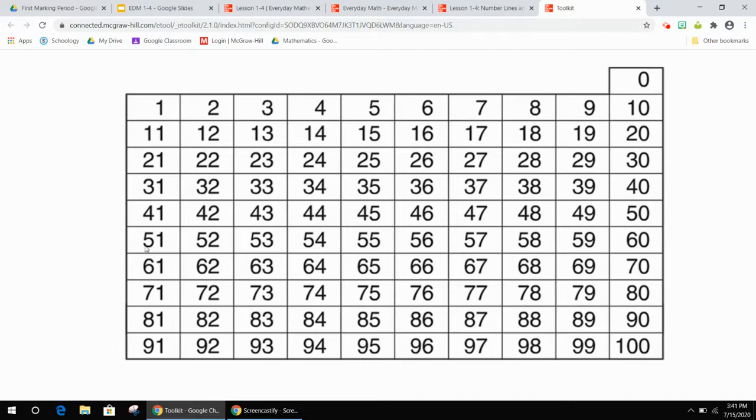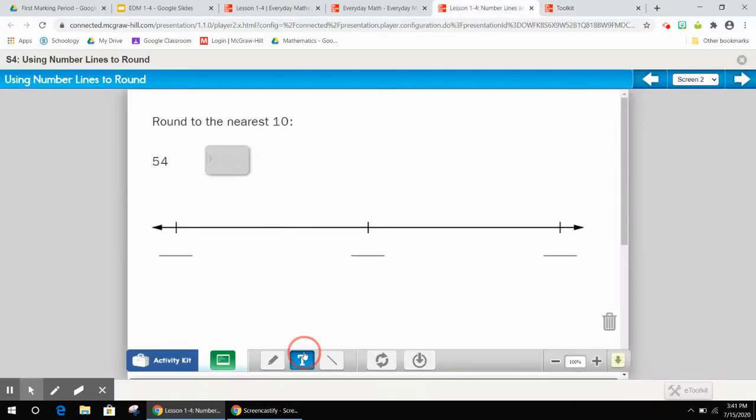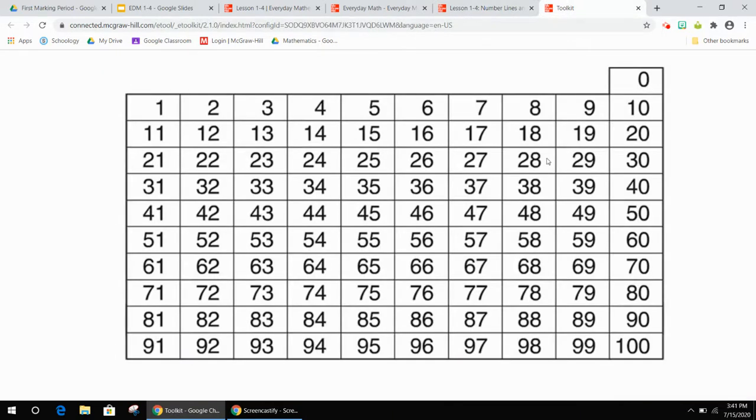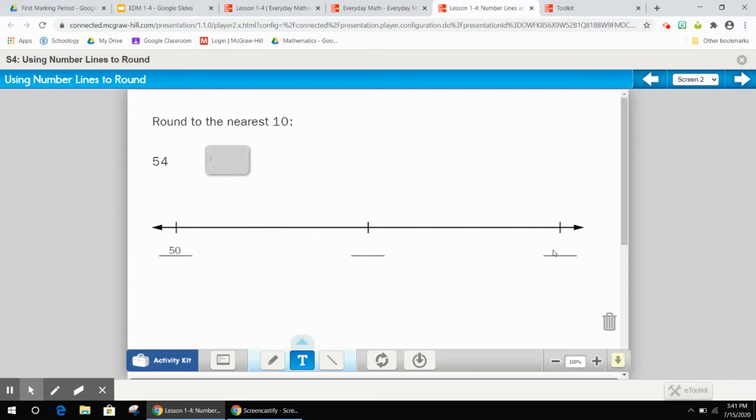So if I go back and use my number grid backwards, I see that 50 is the 10 that comes right before 54. So I'm going to put 50 right there on my line. Now I'm going to look back at my number grid. Here's 54 again, and find which 10 comes right after that number. So which is the biggest 10 after there? I get to 60. So I can put 60 on this line.